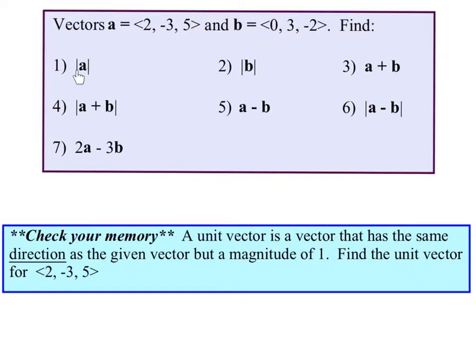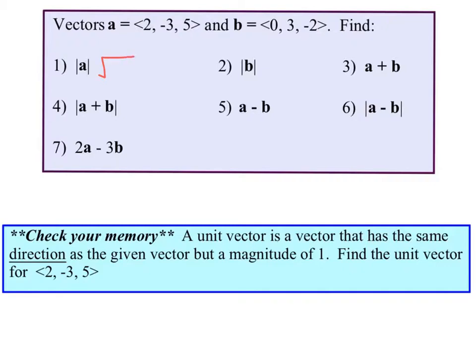So this very first thing you see, this looks like absolute value. Think about absolute value like it is distance, because that's really what absolute value is. It's how far from zero you are. Well, this is a distance, but of course, with multiple dimensions, distance means we're going to use the Pythagorean theorem.